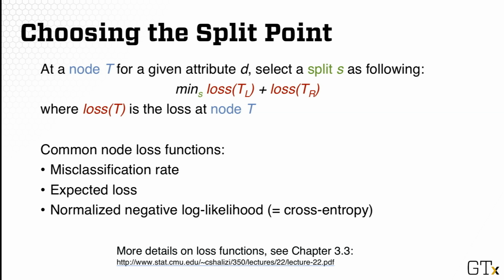Remember, a loss function is a way to measure or to penalize mistakes. So let's say we only have two branches at a particular decision point, left and right. Here what we do is to say, if we are splitting at a particular value for attribute D, then we would measure the mistakes on the left branch and the mistakes on the right branch. And ideally, we want to pick a split point so that the total number of errors, or the total loss, is as small as possible. There are different ways to measure mistakes. For example, we can use misclassification rate, expected loss, or cross entropy.